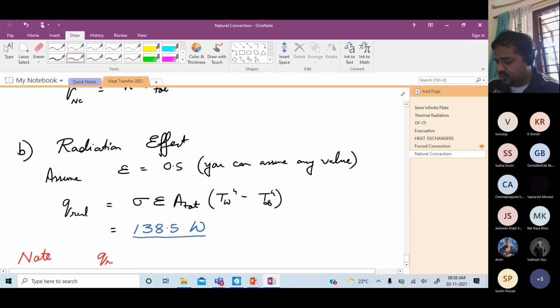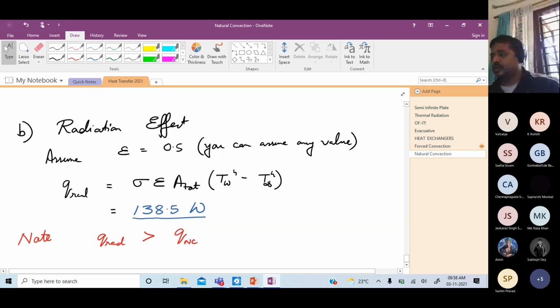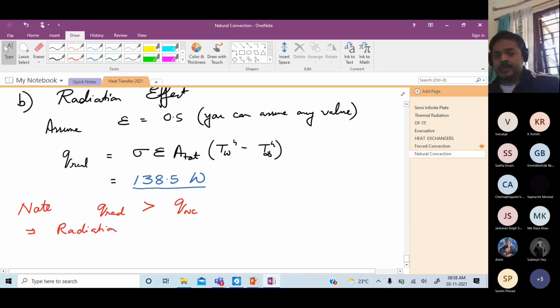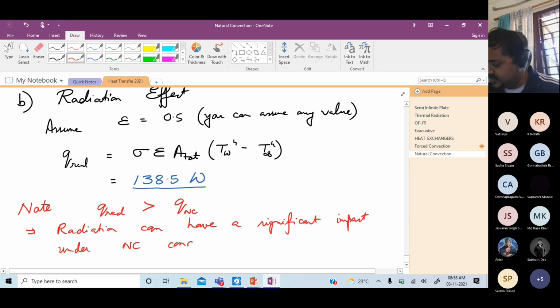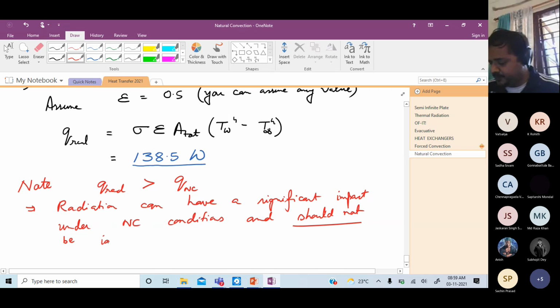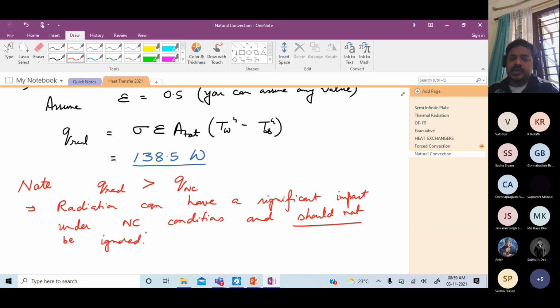Note that Q radiation is greater than Q natural convection. If I had taken 1, then it would have been greater than twice natural convection. Which means that radiation can have a significant impact under natural convection conditions and should not be ignored. If we neglect radiation, we are going to underestimate heat transfer by a large extent, and that would be stupidity if you, as an engineer, aim to improve heat transfer.